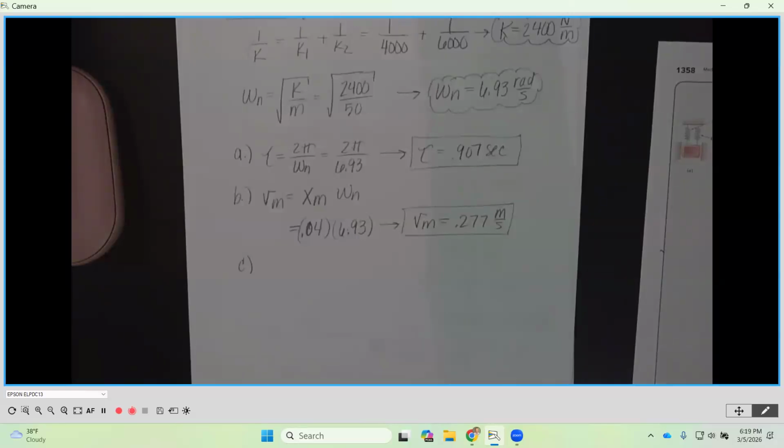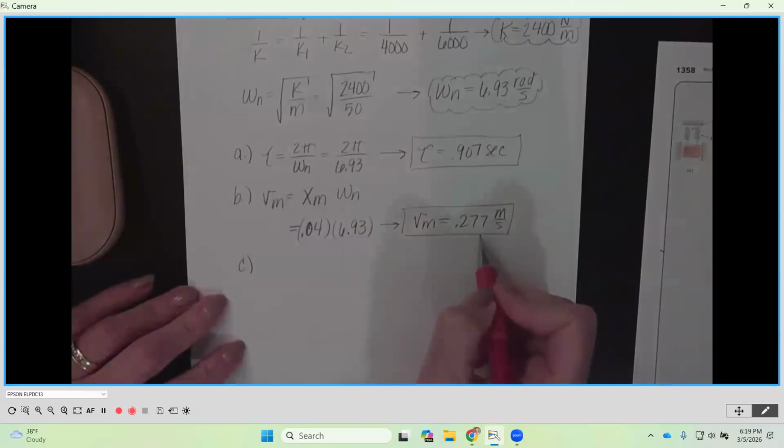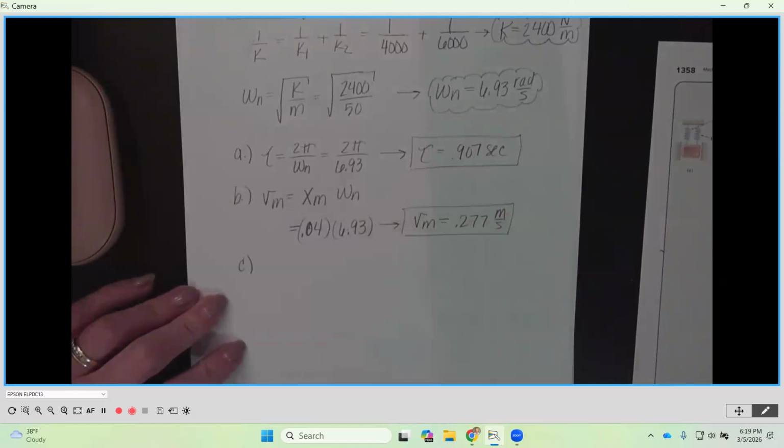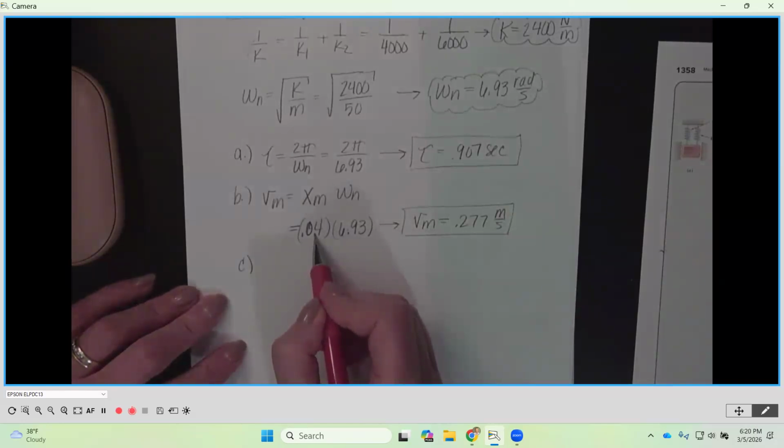I got it. So you got it? Okay, perfect. Thank you. Max velocity, 0.277 meters per second. So that's the velocity when we get to that 40 millimeters, or the 0.04 meters. When we pull that down and it starts going back up, that's how fast it's going to be going.